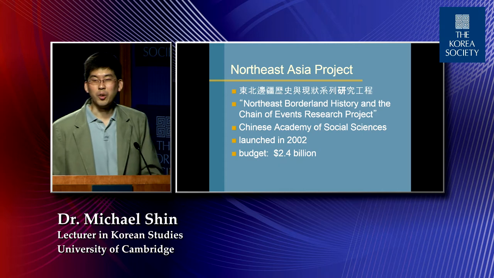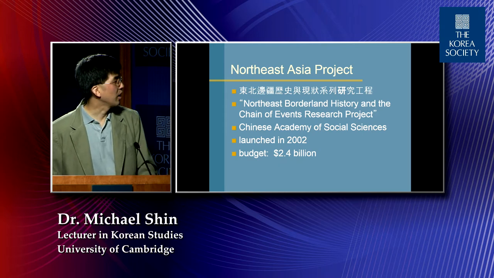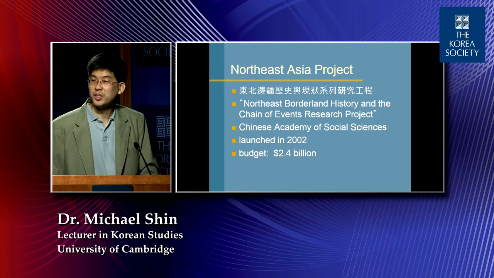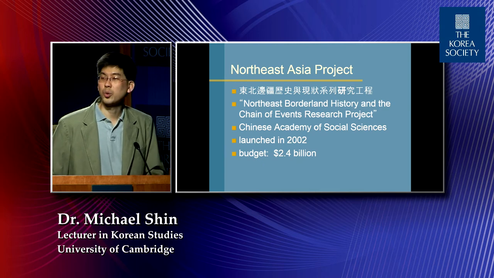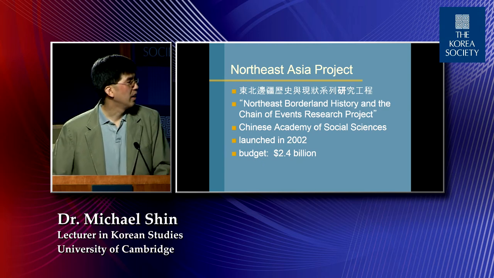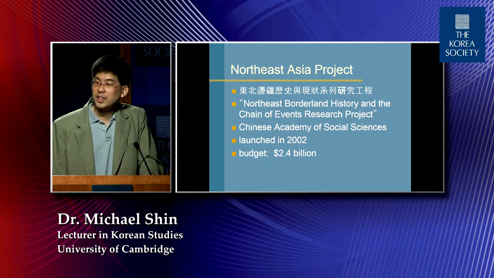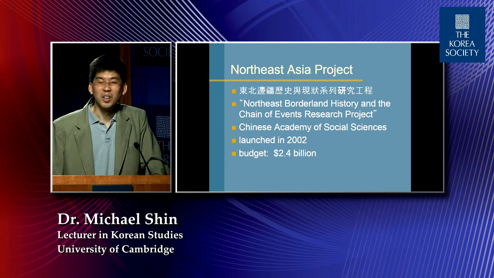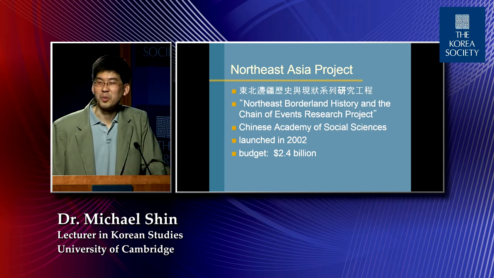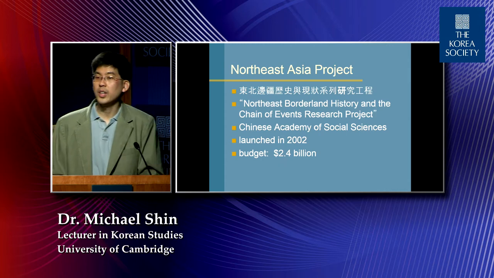here. If you had a literal translation, it's that second line, Northeast Borderland History and Chain of Events Research Project, but generally known as the Northeast Project. It was handled by the Chinese Academy of Social Sciences, and the level of funding is absurd for historians. Right? $2.4 billion. I cannot get people to donate $2.4 million to Cambridge to support our activities, but the Chinese government gave this level of funding to study this. That shows how important they viewed this.